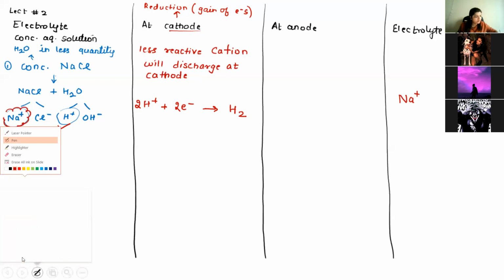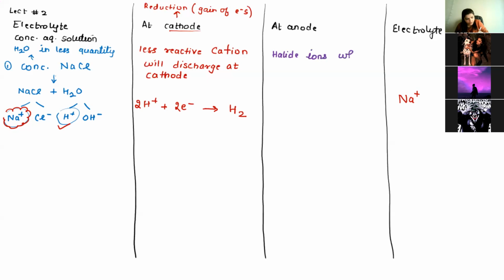Now at anode, the rule changes. In dilute, where there were more OH- ions, since OH- was in more amount, it was always OH-, and oxygen used to be liberated. But over here, now it is reverse. At anode, it will be the halide ions which will be liberated. It will not be OH- ions.